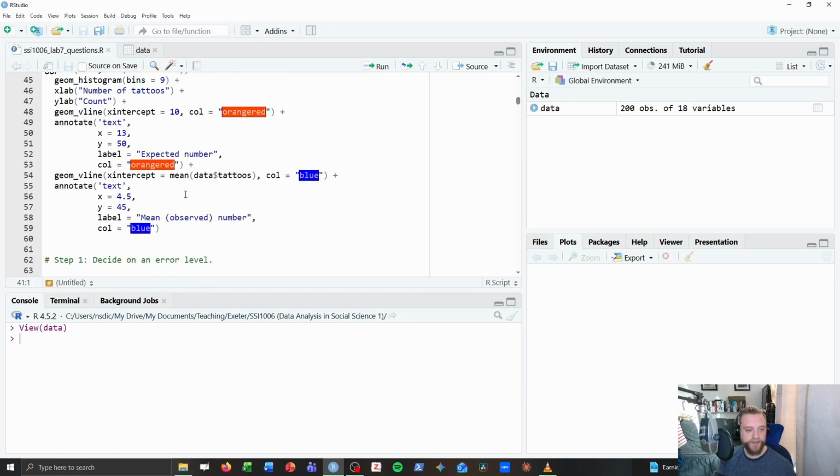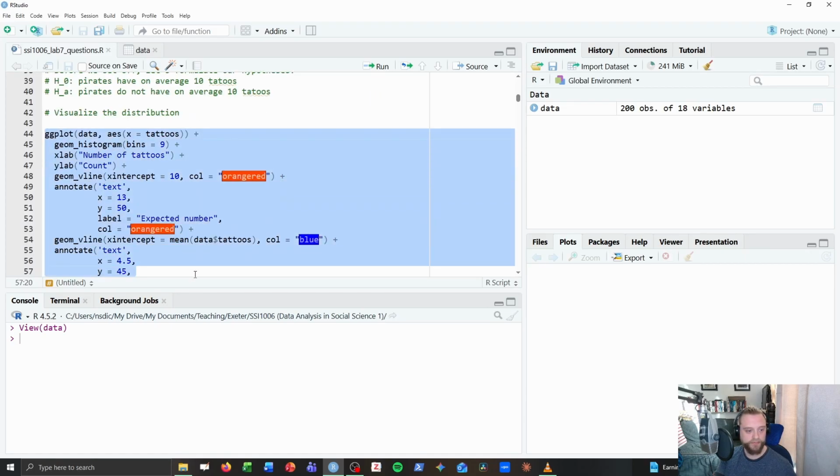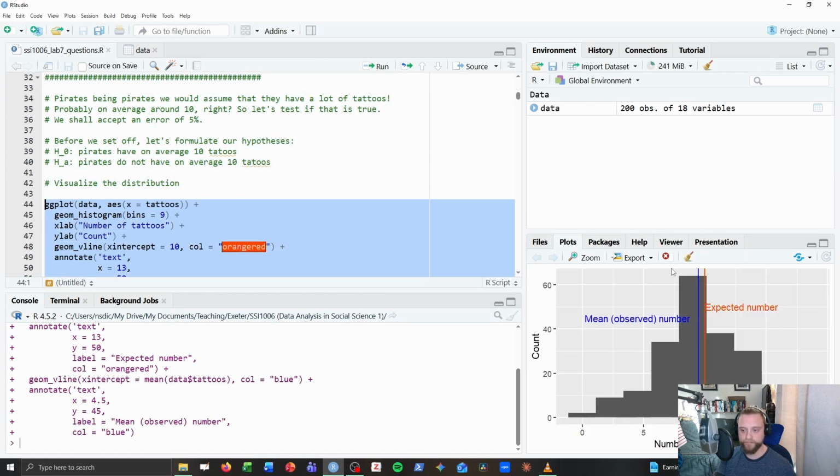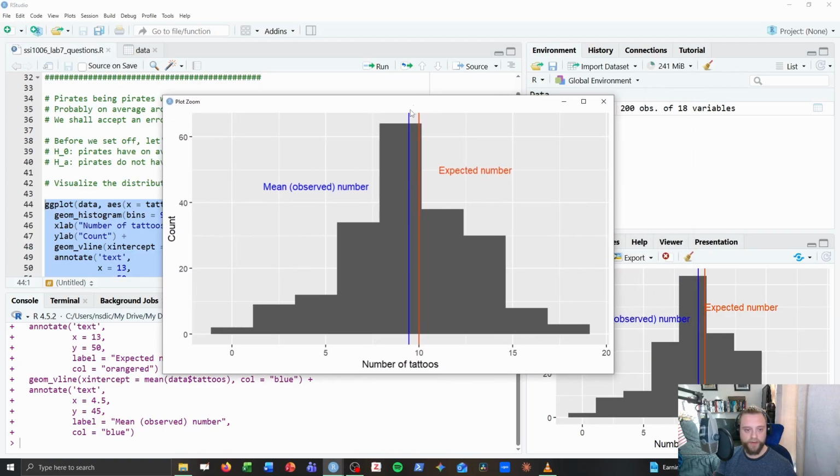Now, if we look at the distribution of the data, we've got a ggplot here to do this. This is what our actual data looks like. So our blue line here is the actual observed mean, and our yellow line here is our expected number. So we can see that's 10. Now, in reality, that mean is slightly below our expected number of 10. But we've got to remember that this is a sample. So it's going to be somewhat variable in terms of its relationship to an underlying population.